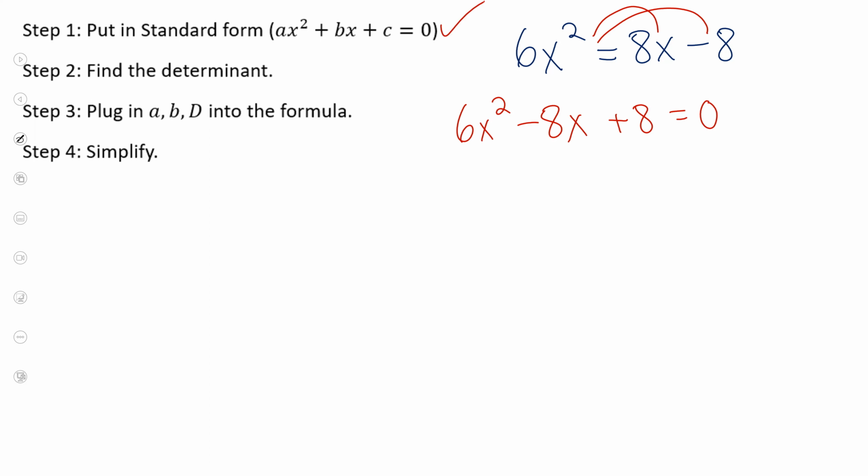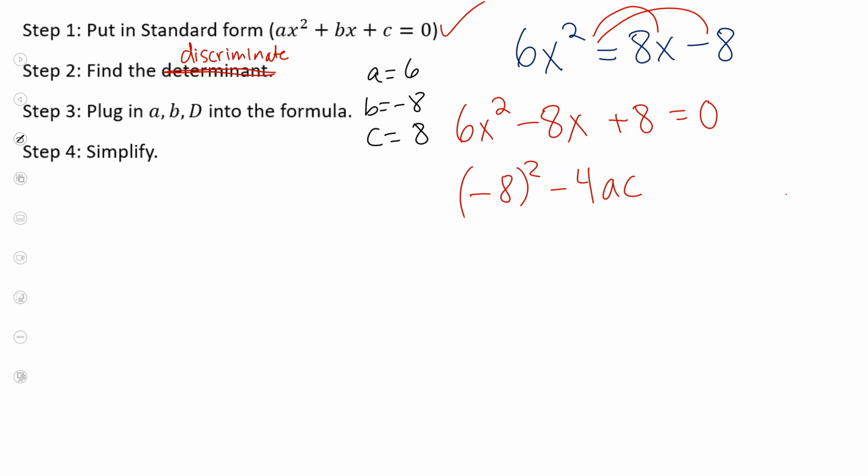Step 2, find the discriminant. Okay, so we're going to do the formula b squared minus 4ac. The a value is 6. The b value is negative 8. The c value is 8. Okay, so b, we said was negative 8, so I'm going to erase b and put a negative 8 there. Erase a and c, put 6 and 8 there.